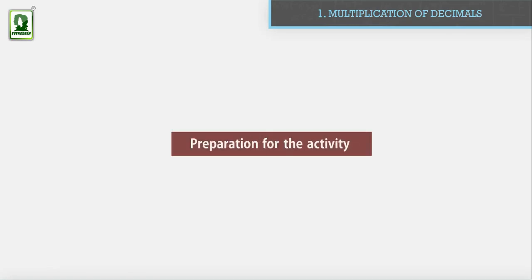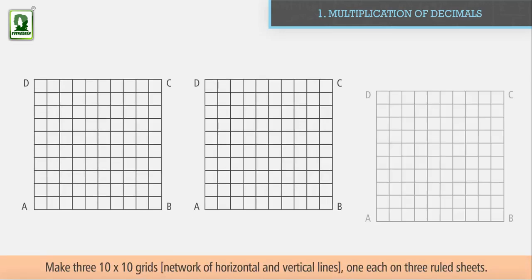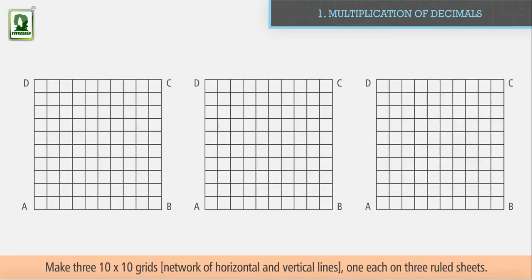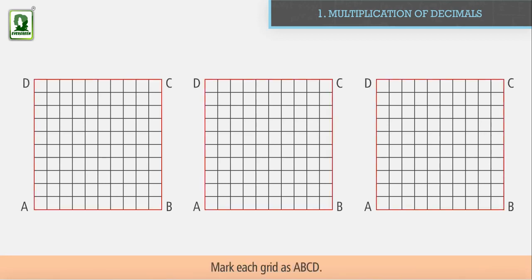Preparation for the activity. Make 3 10 by 10 grids, network of horizontal and vertical lines, one each on 3 ruled sheets. Mark each grid as A, B, C, D. Let us find the product of 0.3 and 0.7.